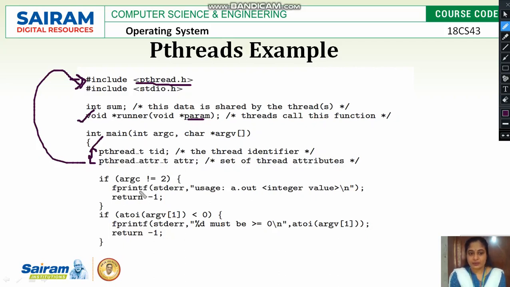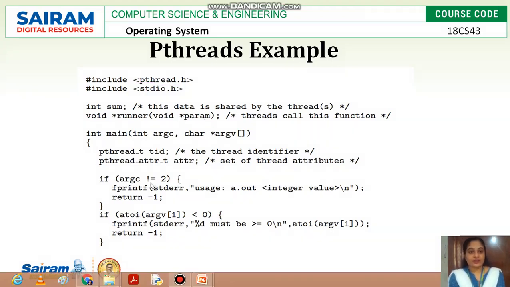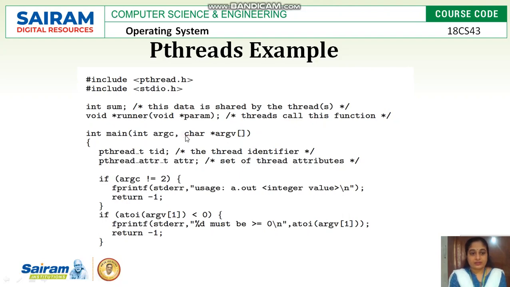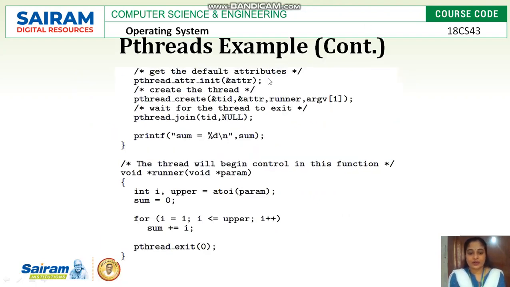If argc is not equal to 2, printf reports an error in your command line argument. That is, the number of arguments should be correct, and there should be input given to the program. Once the input is given to the program, it goes to the next step. Here we get the default attributes for the pthread and create the pthread. Pthread_create is a function called from the library pthread.h.